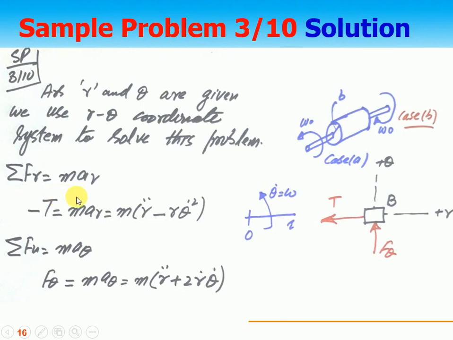Because T is in the negative r direction, summation of Fr is equal to m a r, which gives minus T equal to m times r double dot minus r theta dot square, from the previous knowledge. And F theta is equal to m a theta, which is m times r double dot plus 2 r dot theta dot. Here you can replace the values of r, theta dot and r double dot, and you can find the value of the tension and the normal forces.